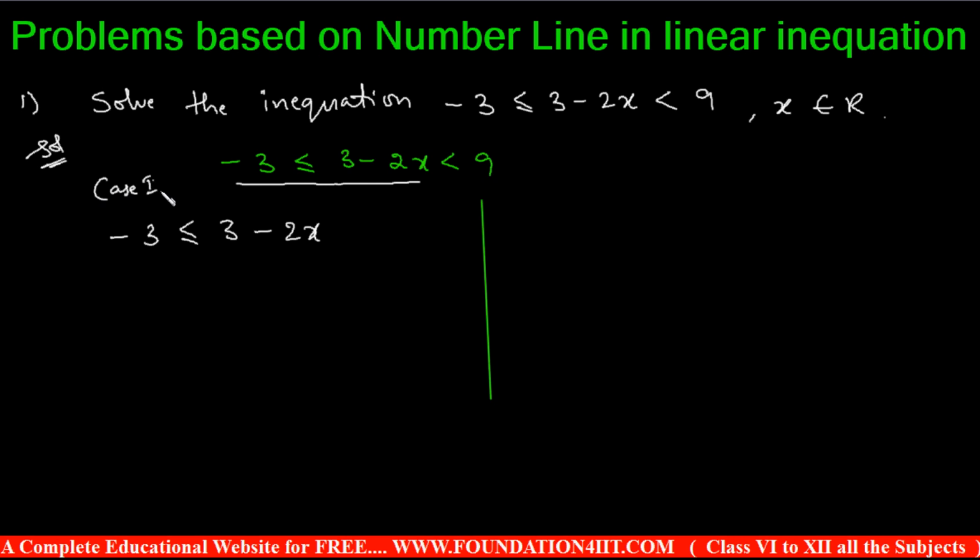This is the case 1. And for case 2, next to 2, last to 2, that means these two. That means the middle is repeated. Whatever the middle expression is, it will be repeated. So that is 3 minus 2x less than 9. In this way you should take. Any problem is like this. So I will show one more problem also after this.